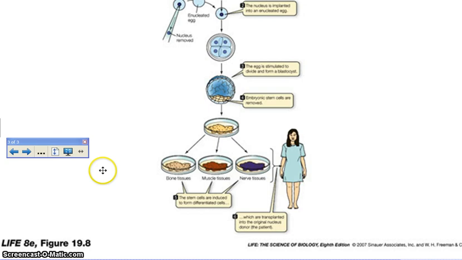So that's something that, again, we'll talk about in class, and we'll talk about the ethics and implications and ideas of therapeutic cloning.